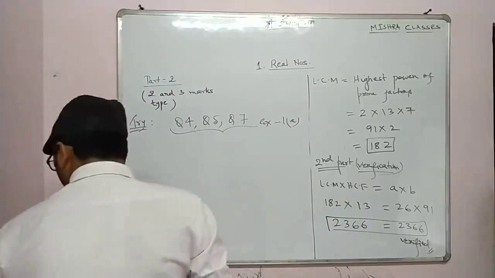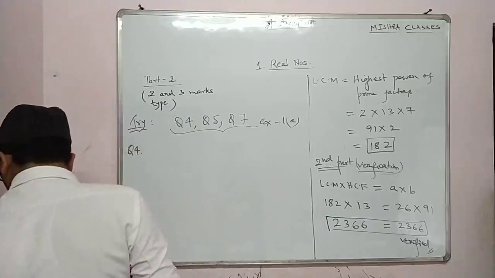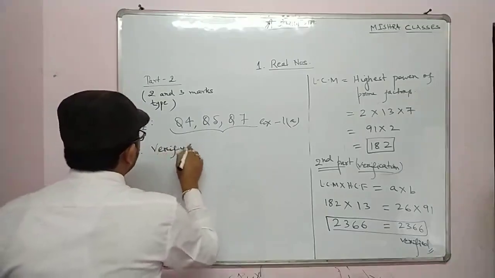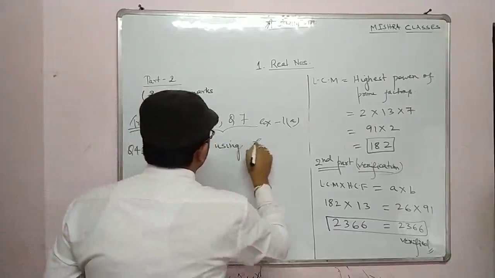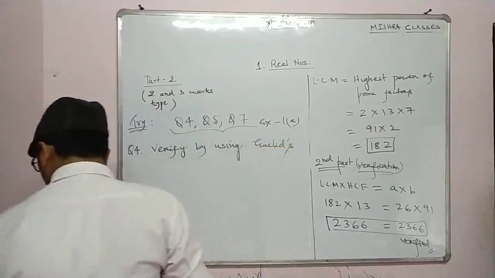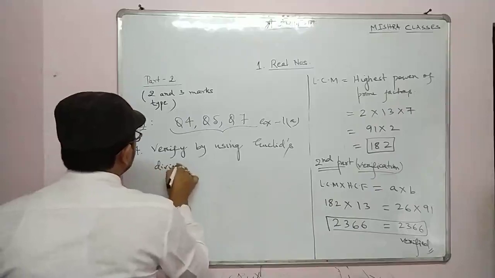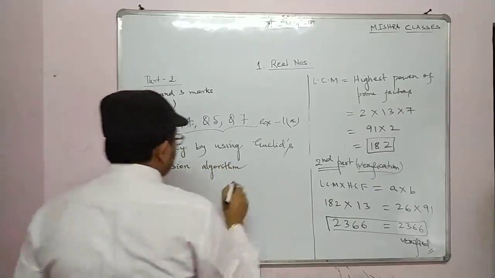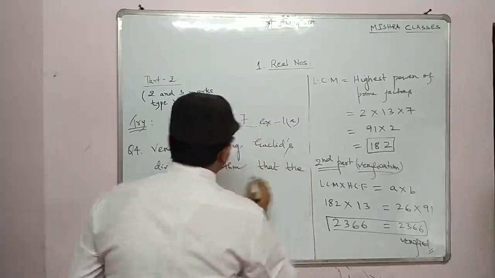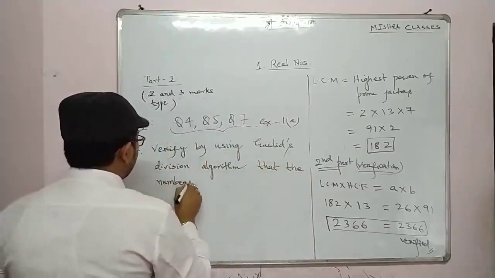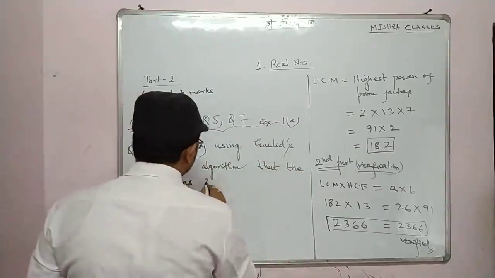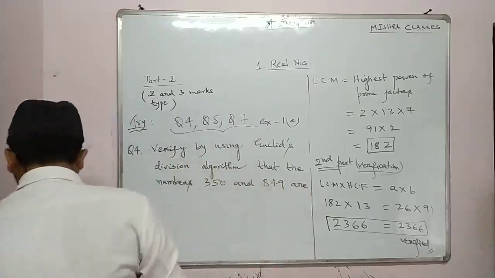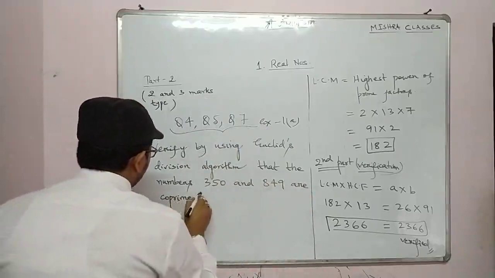Now we will do the next question, question number 4. Verify by using Euclid's division algorithm that the numbers 350 and 849 are co-prime. Is it clear? Solution.